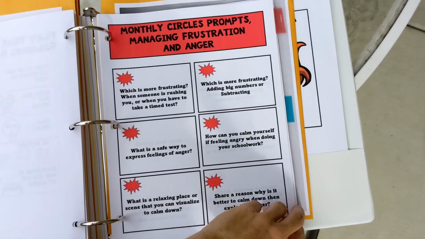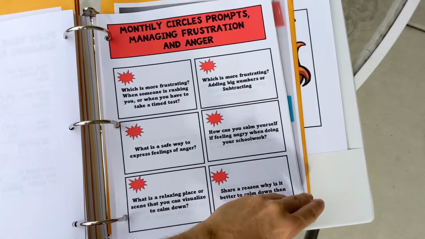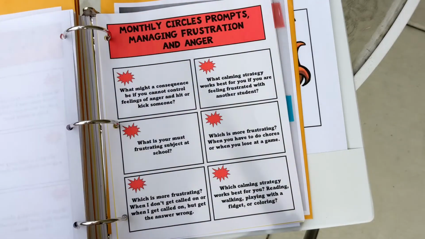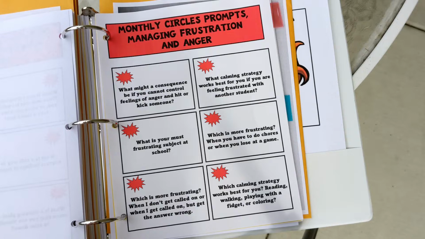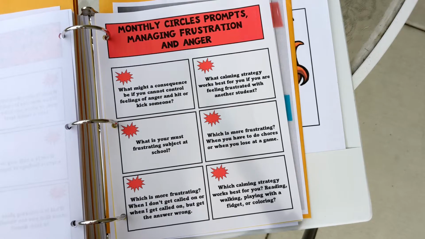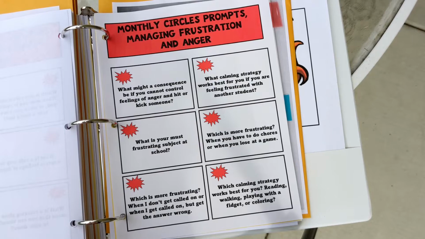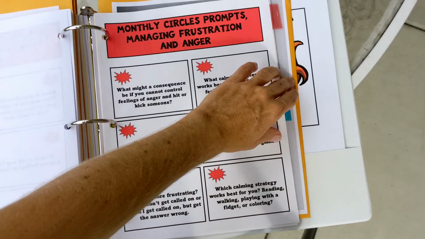And then this is the circles for the month, managing frustration and anger. So like one question I'll just read, what calming strategy works best for you if you are feeling frustrated with another student? Another question is, which is more frustrating, when you have to do chores or when you lose at a game?